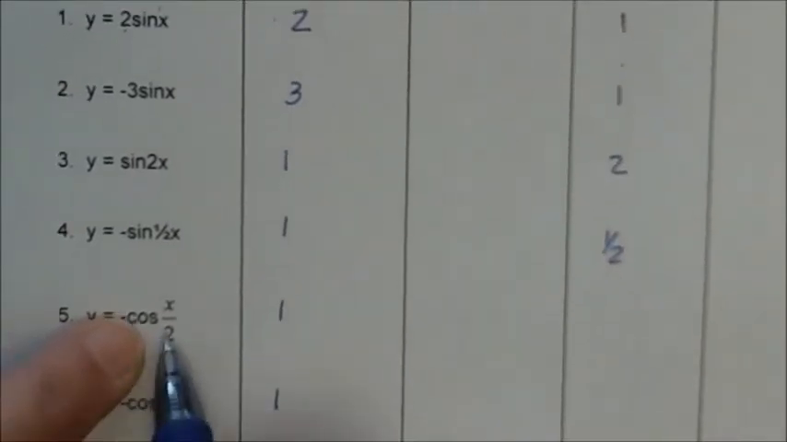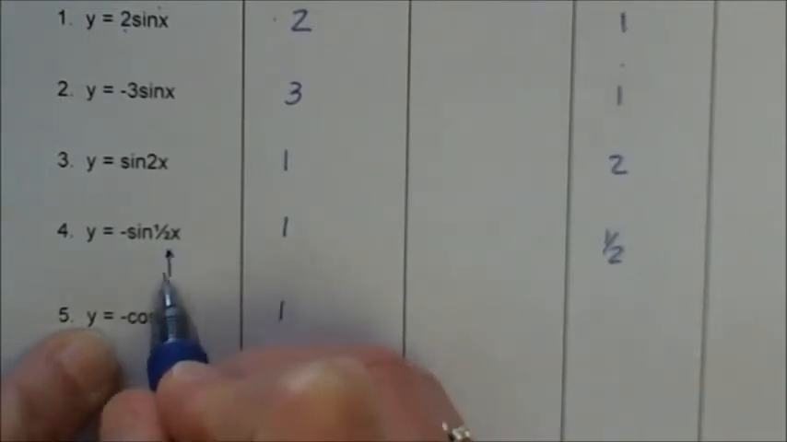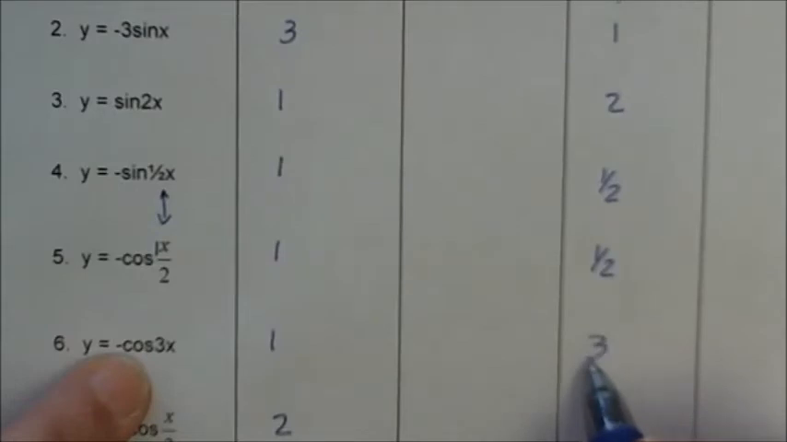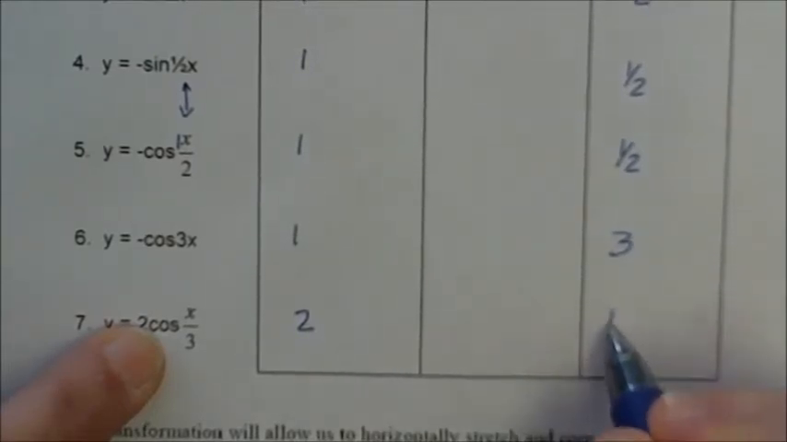5, now we have x divided by 2, so this is 1 divided by 2. So it's the same as 1/2 x. So these two are the same, just a different way of writing them: 1/2 x, or x divided by 2. Number 6, our b value is 3. And number 7, this would be 1x divided by 3, or a b value of 1/3.